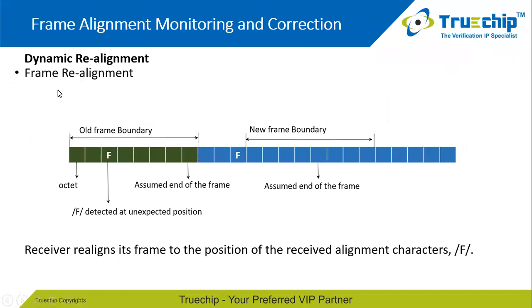In this case, F characters are detected in the receiver at unexpected positions. The expected position was the assumed end of a frame. So this is a case of frame misalignment. Hence a frame realignment is performed, where the boundaries of the frame are changed as per the received F characters as shown in the figure.